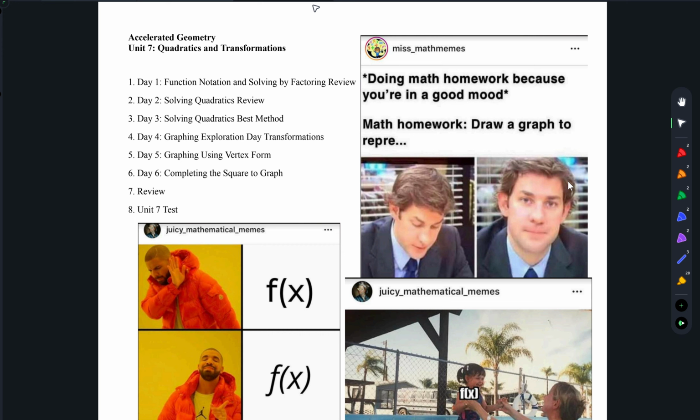So Unit 7 is actually entirely an algebra unit. This is our extra unit that regular geometry does not have. This is more to set us up for Algebra 2. So if you're already taking Algebra 2, fantastic. This is probably all going to be review for you.